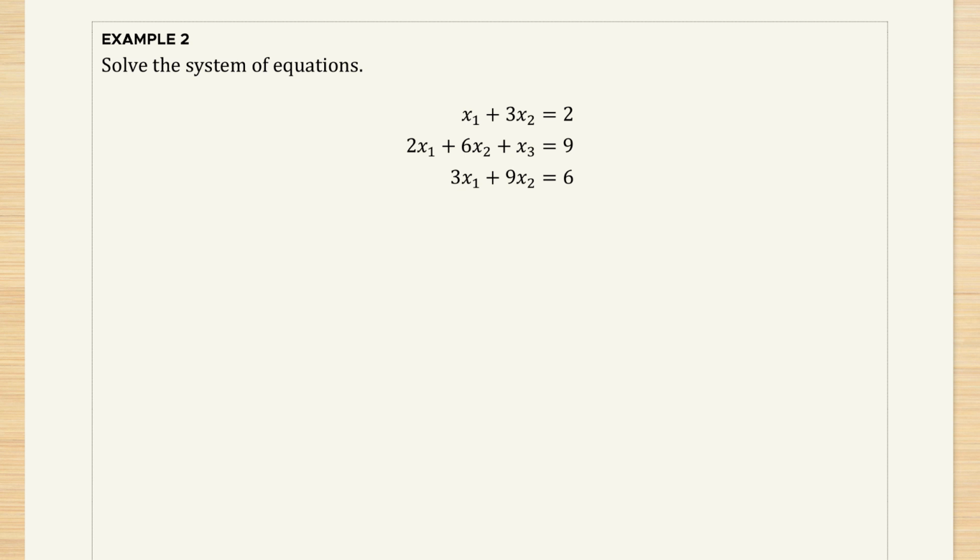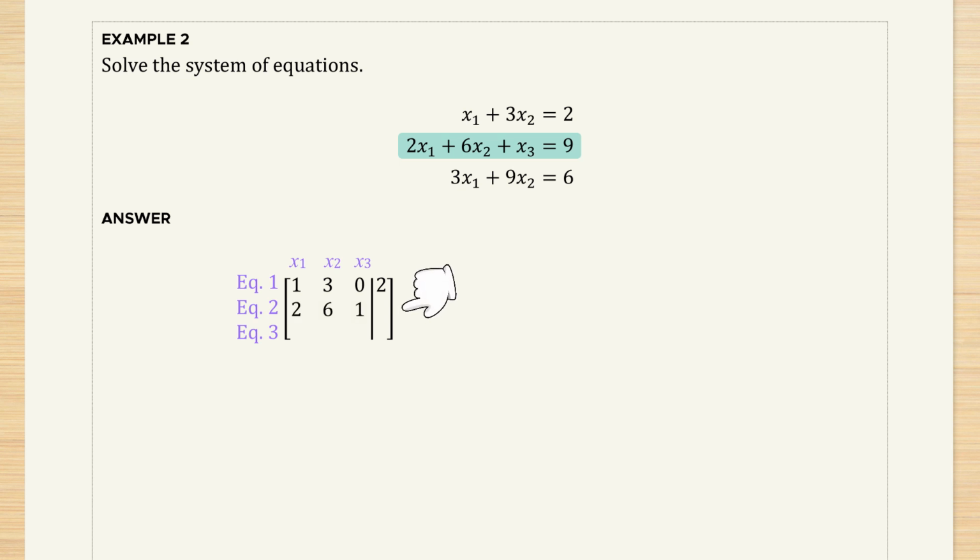We can organize this system of equations into an augmented matrix. I put the coefficients for x1 in column 1, x2 in column 2, and x3 in column 3. Row 1 is going to be equation 1, row 2 equation 2, and row 3 equation 3. The first equation has 1x1 and 3x2, and the answer is 2. Equation 2 has 2x1, 6x2, 1x3, and the answer is 9. Equation 3 has 3x1 and 9x2, and the answer is 6.